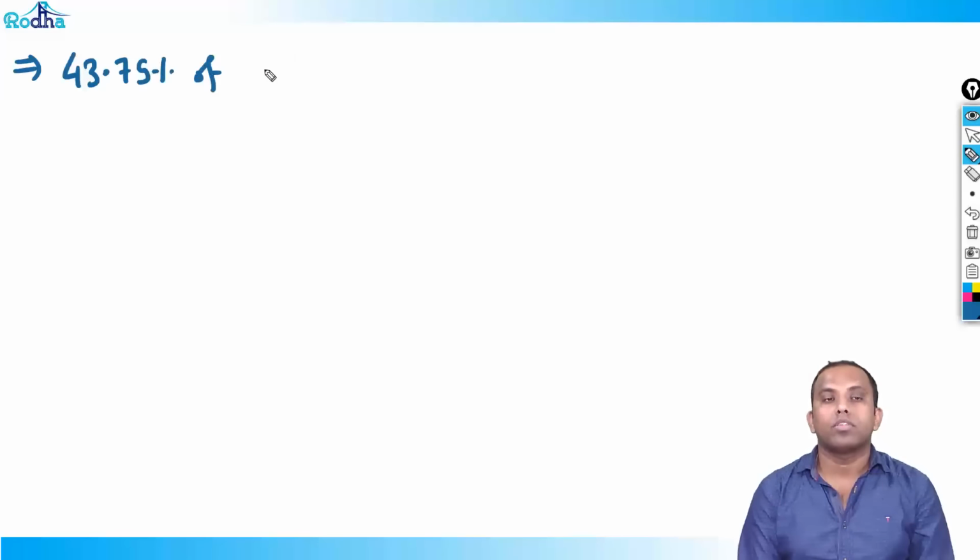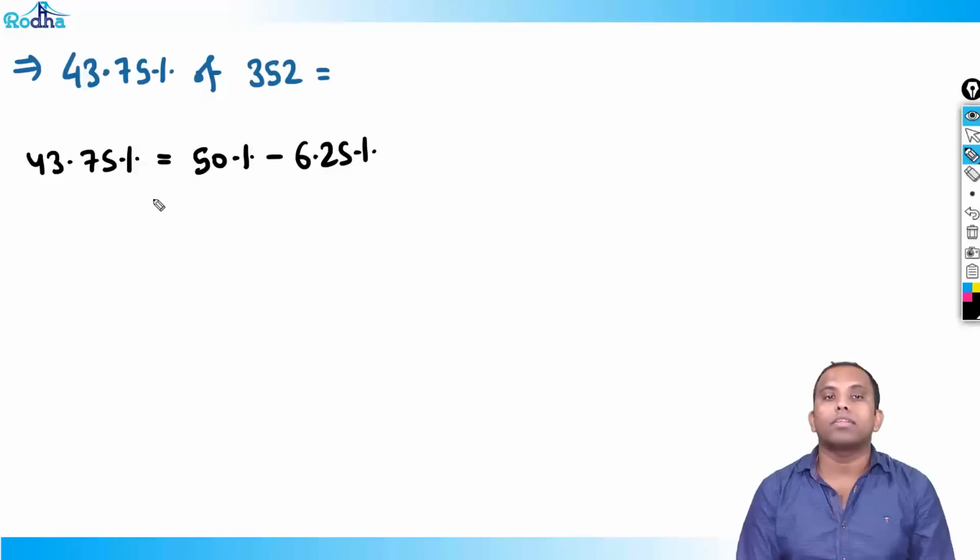43.75% off. Right, 43.75% of 352. Now what is this 43.75%? Again, if you see here, you can solve this like 43.75%. Okay, it is like 50% minus 6.25%. You can break it like this. 50% is 1 by 2, 6.25 is 1 by 16. Okay, so this is how much? This is 7 by 16.